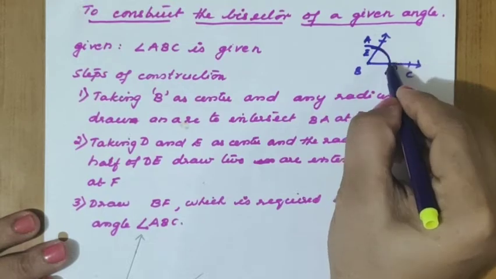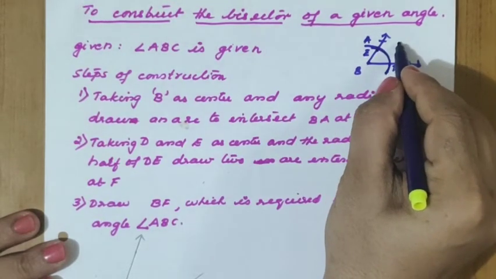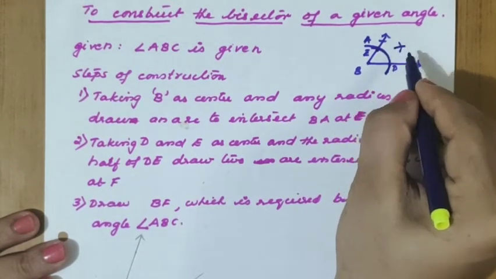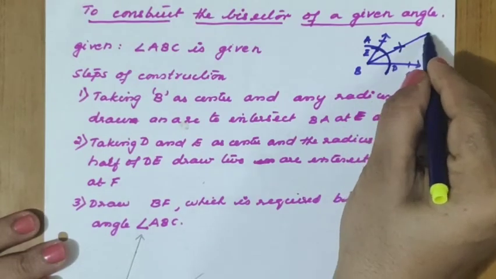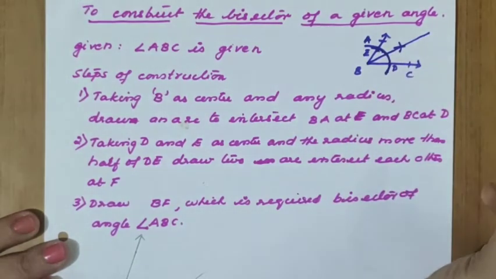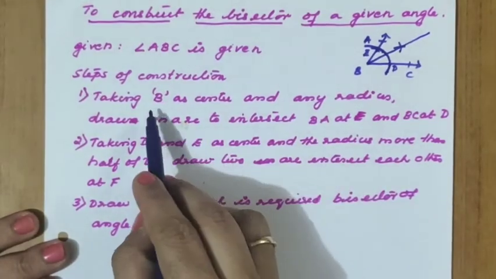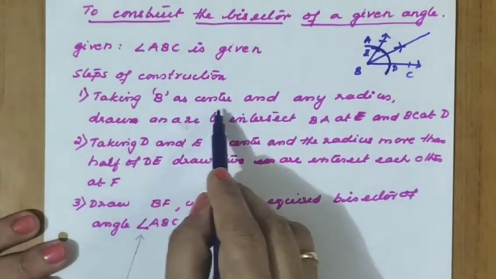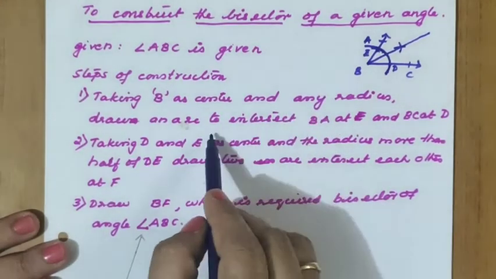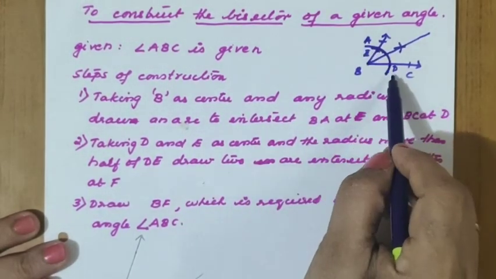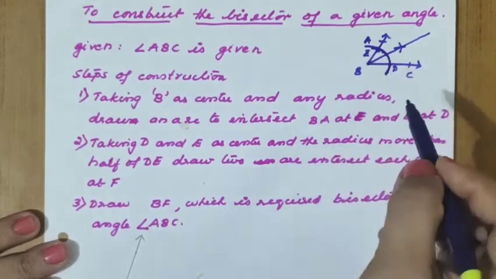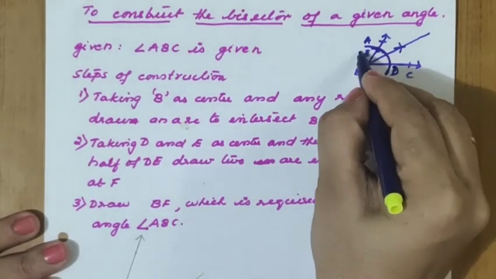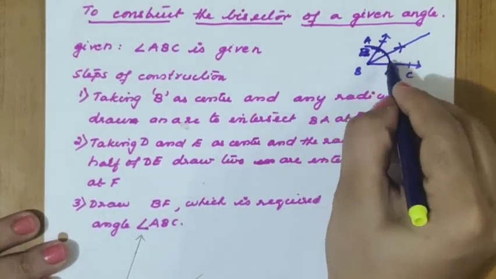Now, with D and E as centers, we have to draw two more arcs, with a radius more than half of this one. So it will be bisected equally. That is a sentence, it is written here. What is the first step? Taking angle ABC is given, taking B as a center and any radius, draw an arc. So roughly I have shown you here. That is, it is cutting at D and E.